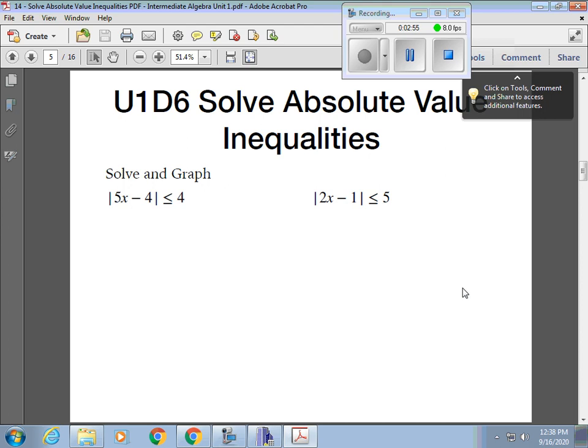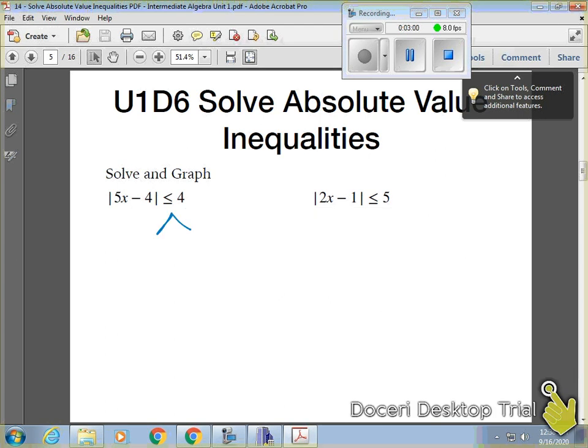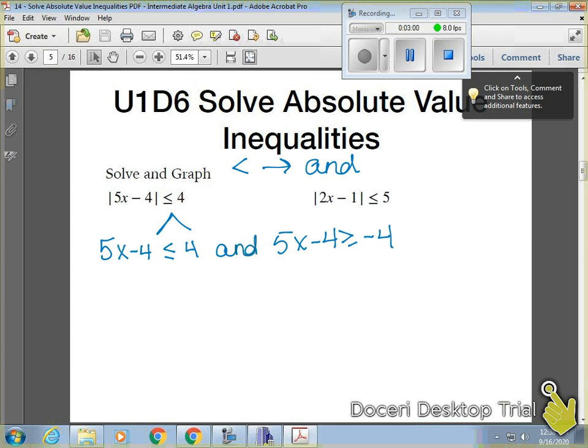So the first one we have is the absolute value of 5x minus 4 is less than 4. The absolute value is already by itself, so now I'm going to split it into two cases. I'll have 5x minus 4 is less than or equal to 4, and because it's a less than symbol, it's going to go to an and situation. 5x minus 4 is greater than or equal to -4. Now we solve both cases.